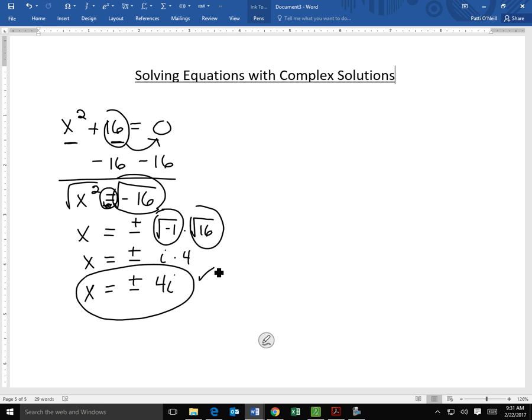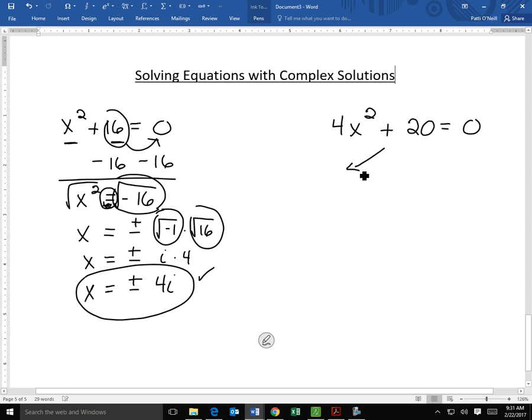What if I give you an example like this? 4x squared plus 20 equals 0. Now, I can approach this a couple different ways. Let me go through and do one version over here, and then I'll show you what happens in another version. 4x squared plus 20 equals 0. If we take the approach I just took with the other problem, I'm going to move the constant value to the other side by subtracting it.